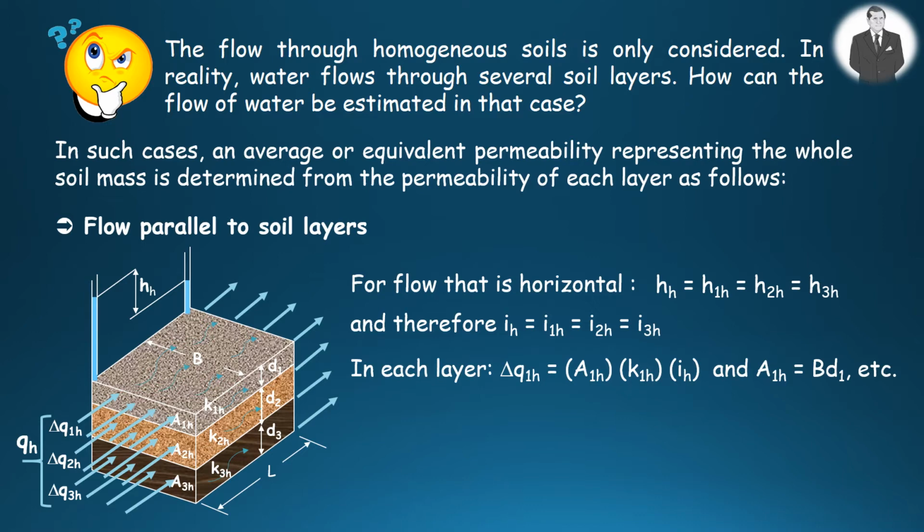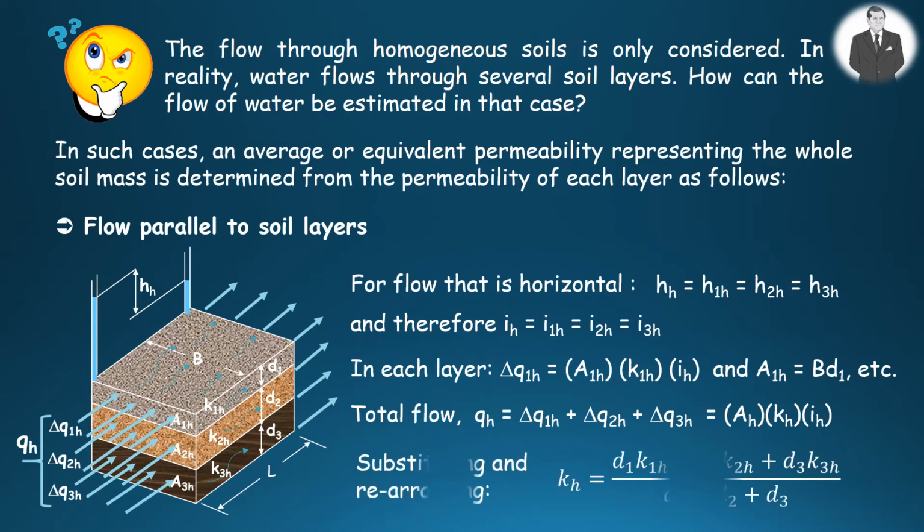A is the cross-sectional area of the first layer, perpendicular to the flow of water. K is its permeability, and I is the hydraulic gradient. For each layer, the rate of flow of water can be figured out in a similar way. The total flow of water is the summation of the rate of flow of water for each layer.